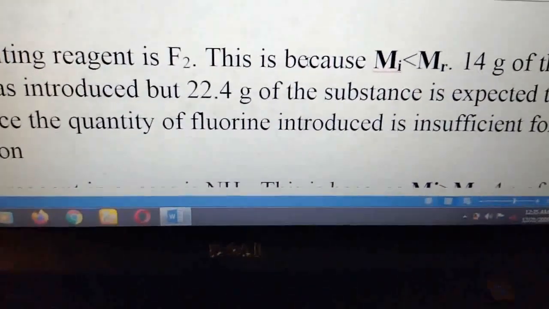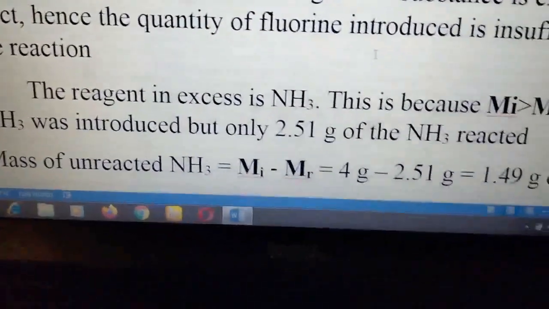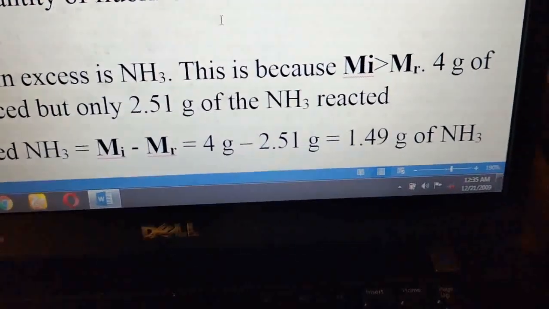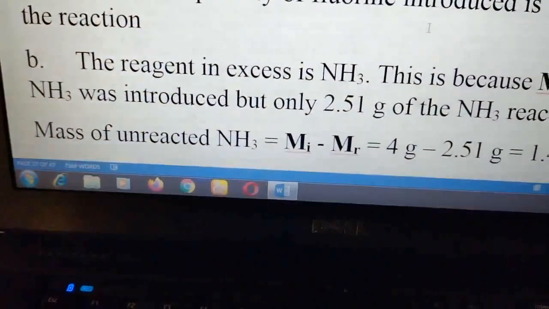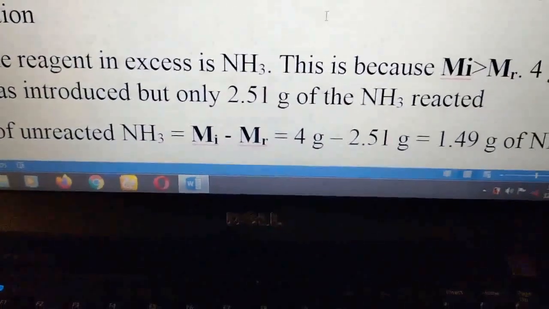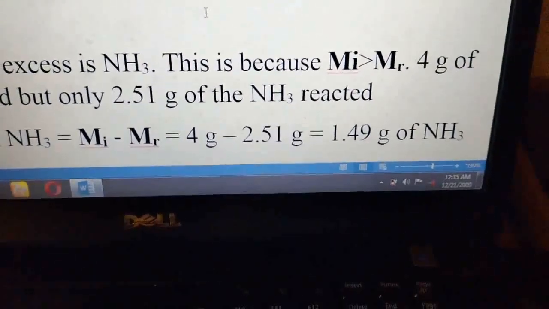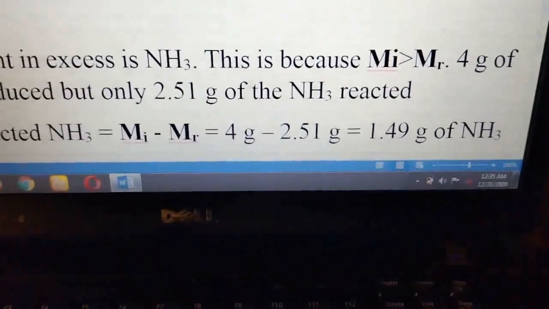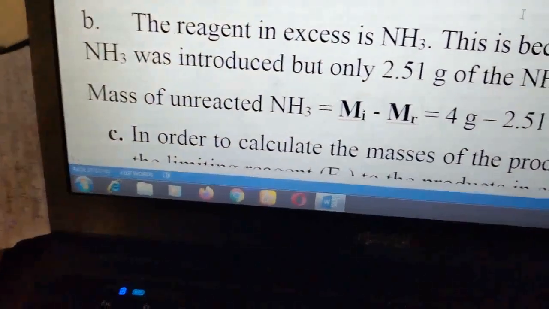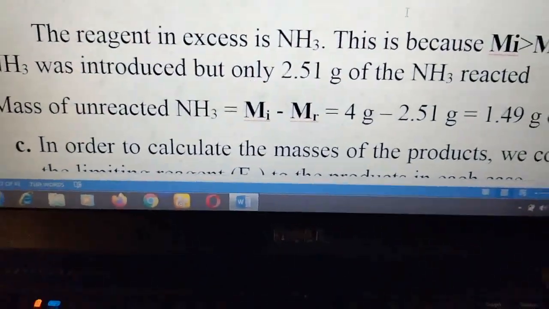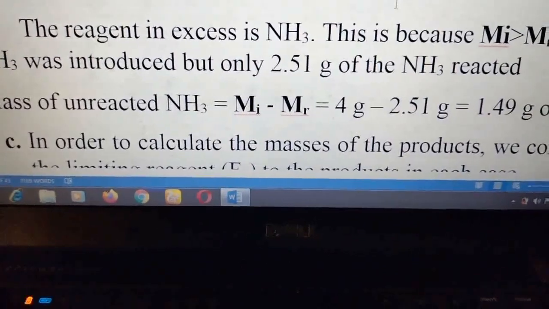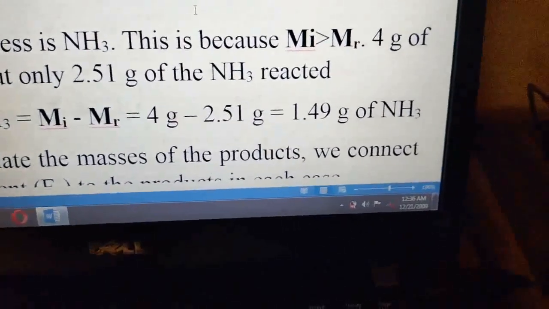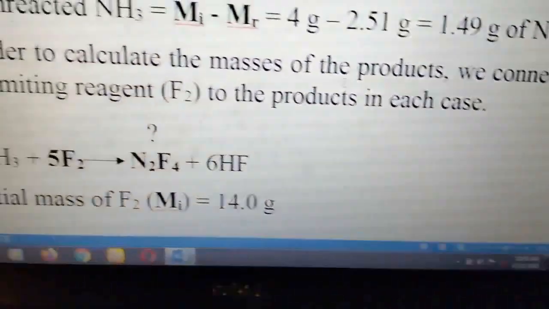So fluorine is insufficient. Then, the reagent in excess is ammonia. This is because the initial mass is higher than the reacting mass. 4 grams of ammonia was introduced, but 2.51 grams of ammonia reacted. So out of 4 grams, 2.51 reacted. That ammonia is in excess, more than sufficient for the reaction. We have to find the mass of unreacted ammonia, which would be Mi for ammonia minus Mr for ammonia. That is 4 minus 2.51, giving us 1.49 grams of ammonia unreacted.